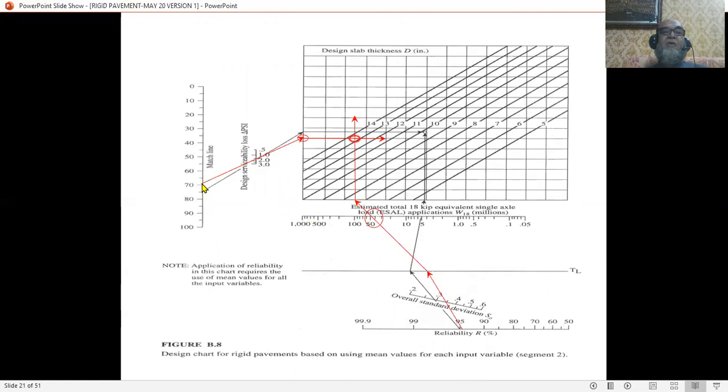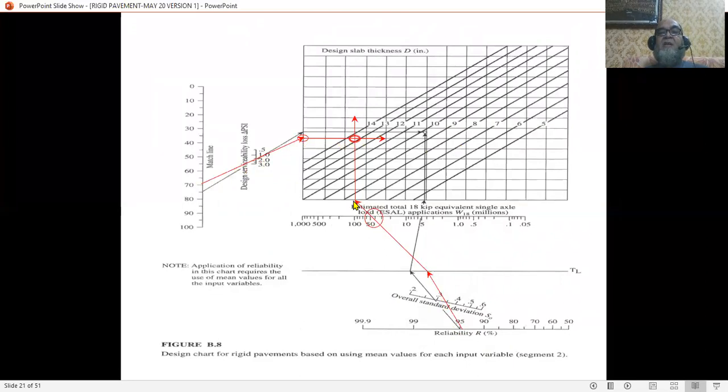So from 72, you go to design serviceability, delta PSI, stop here, and then you draw a perpendicular in this direction. Once you have done this, then you start from the bottom. So this is how you read this figure 2. Start with the match line, connect serviceability, extend it to the y-axis of design slab thickness, and draw a perpendicular. Then from the bottom, you locate your reliability, join to standard deviation, stop here. Then connect this to the design value, and you stop here.